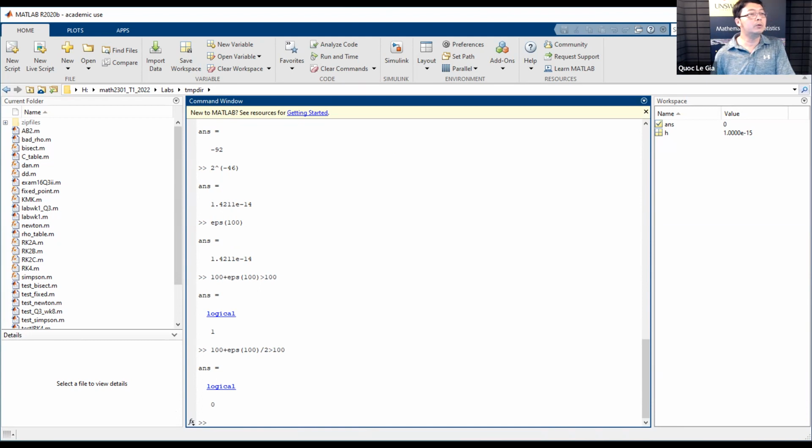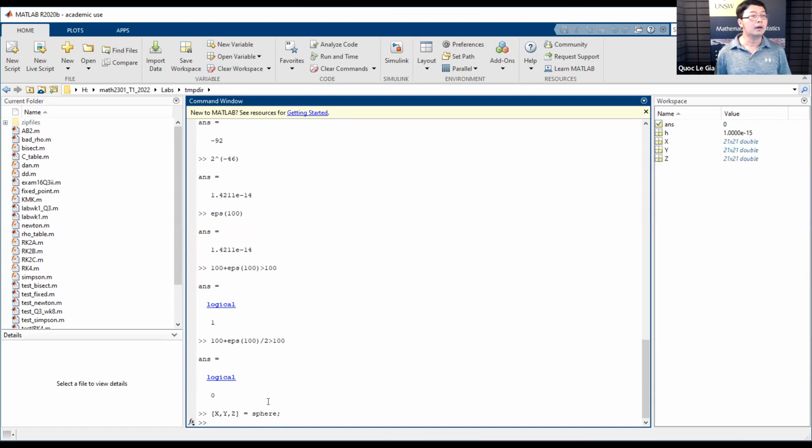How about question number 2? Question number 2 is how you plot a surface. The sphere is a special surface for which MATLAB has a special command to plot it. You just type x, y, z equals sphere. And then I take the surf command on x, y, z.